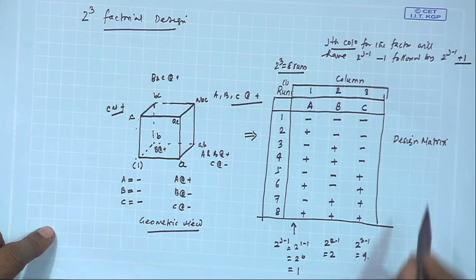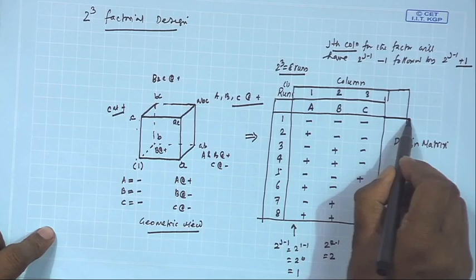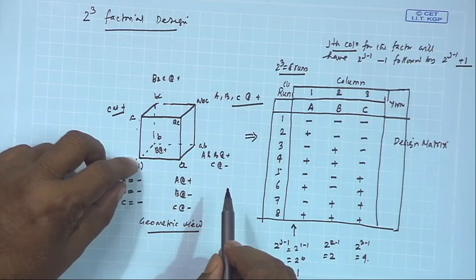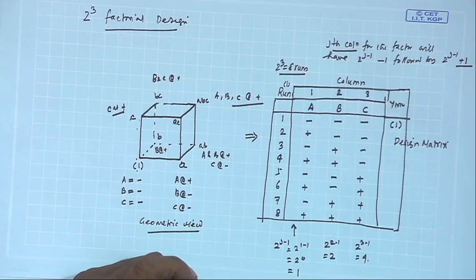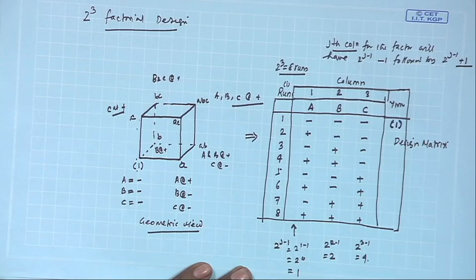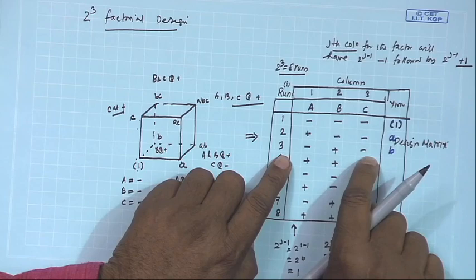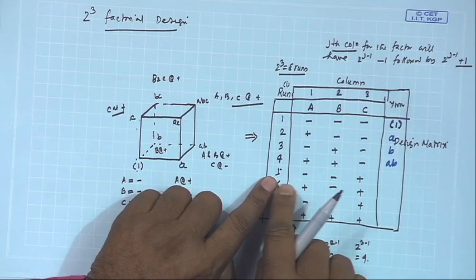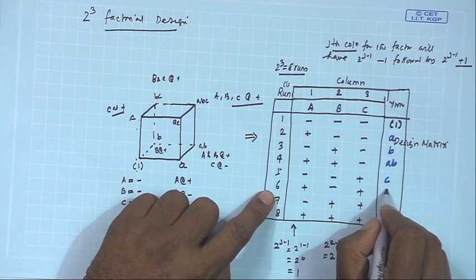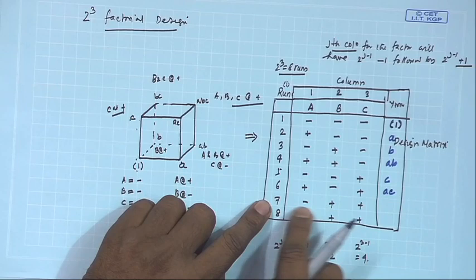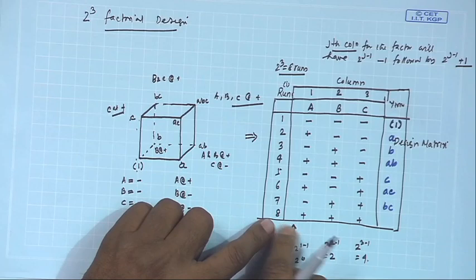Now, if I have the total of y here, so y total. This is 1, meaning all observations at low level. I will use another color. Now, at the second run, A is at high, and B, C at low level, so A. Third one, B at high, other two at low, so B. Fourth one, A, B at high, C at low, that is why AB. Fifth one, C at high, others are low, C. Sixth one, A, C at high level, positive, and B at low, AC. Seventh one, B, C at high level, A at low level, so it is BC. Eighth one, all three are at high level, ABC.